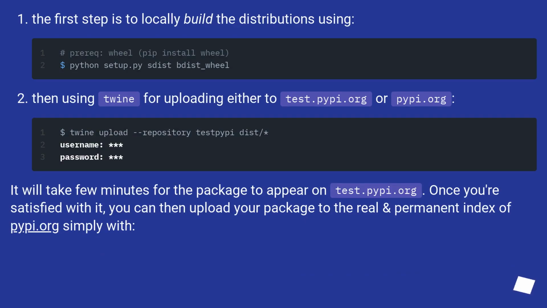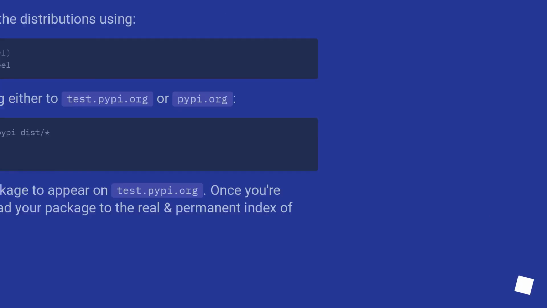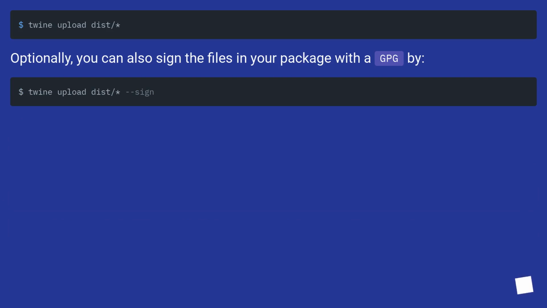The first step is to locally build the distributions, then use Twine for uploading either to test.pypi.org or pypi.org. It will take a few minutes for the package to appear on test.pypi.org. Once you're satisfied with it, you can then upload your package to the real and permanent index of pypi.org simply with: Optionally, you can also sign the files in your package with a GPG key.